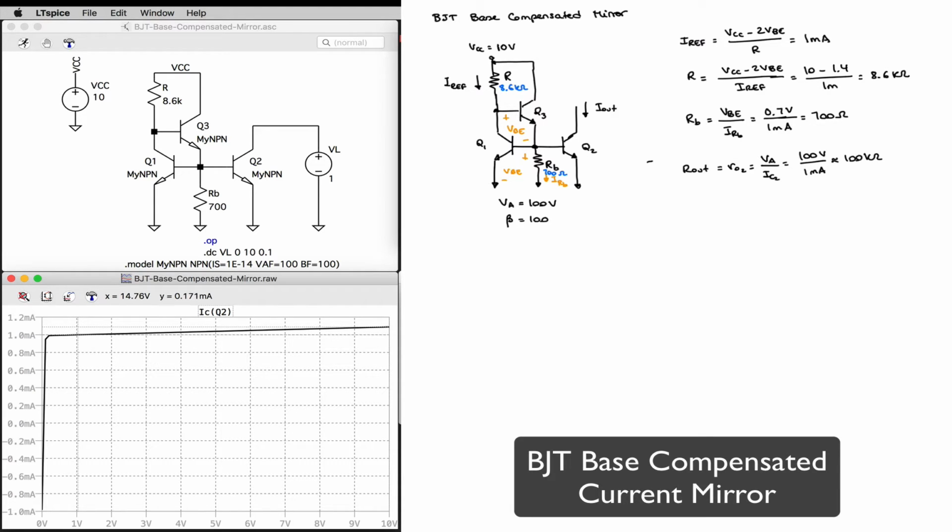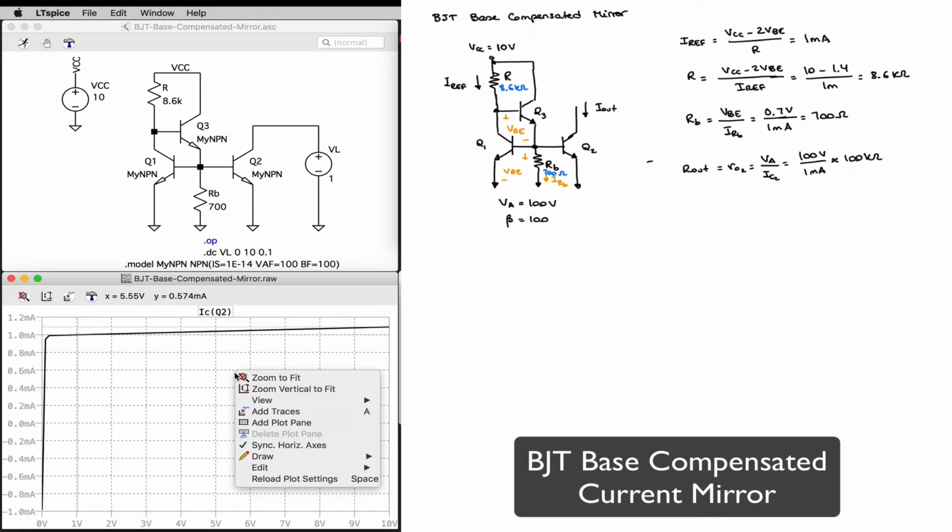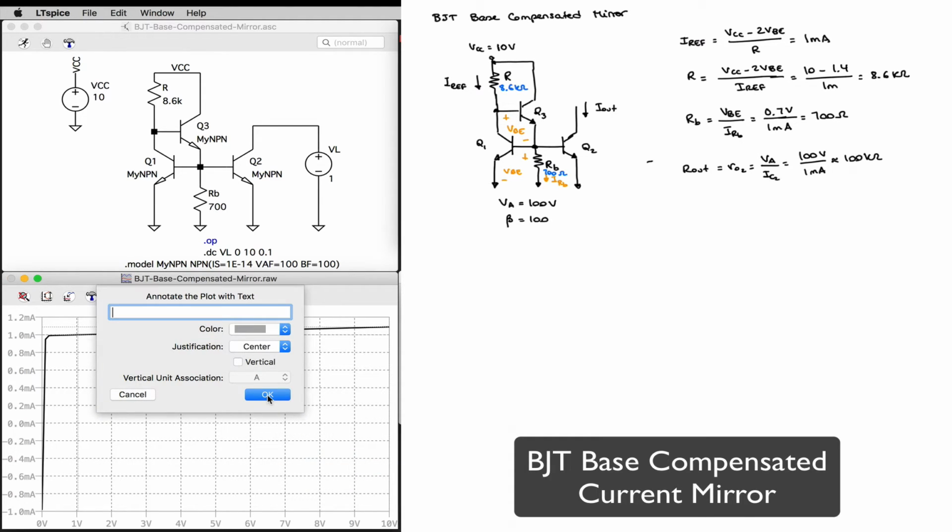And my slope is now 9.95 e to the minus 6. And still the inverse of that slope will be approximately equal to 100 kilo ohms. So I can write again my R out equal to 1 over the slope of this line, which is equal to 1 over 9.95 e to the minus 6, approximately equal to 100 kilo ohms.